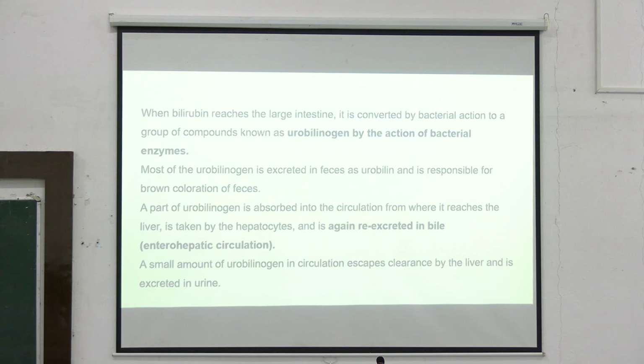A part of urobilinogen is absorbed into the circulation, from where it reaches the liver, is taken up by the hepatocyte and is again re-excreted in bile. That is called enterohepatic circulation. A small amount of urobilinogen in circulation escapes clearance by the liver and is excreted in urine.